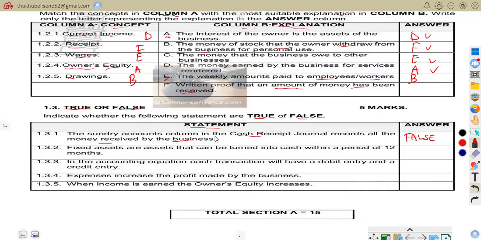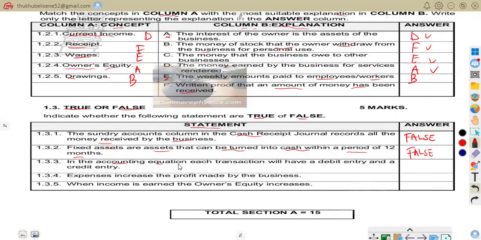Now let us be on 1.32: fixed assets are assets that can be turned into cash within a period of 12 months. 1.32 is false as well. Assets that can be converted into cash within 12 months are called current assets, not fixed assets. So that is what we're saying is false.